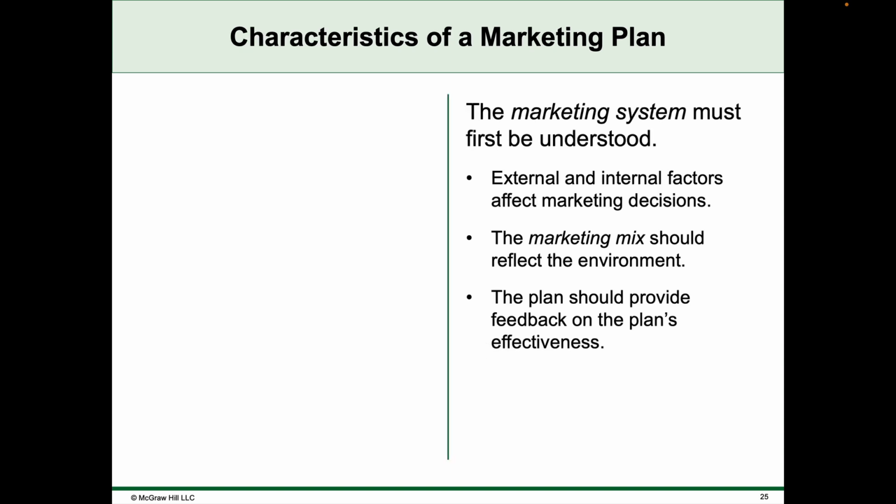What are the characteristics of a marketing plan? First, we need to make sure that we are aware of the marketing system, meaning all of those external variables that impact our marketing plan. External variables would include the economy, the political structure, technology, and so on. For example, the pandemic was part of the system that we would have needed to take into account if we were launching a business in 2020.